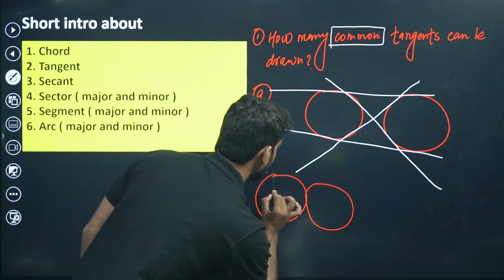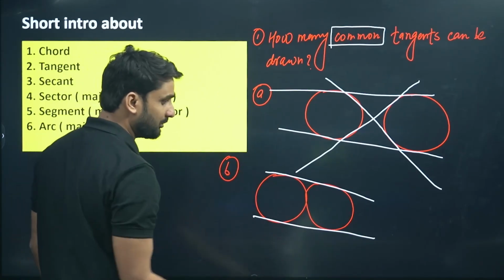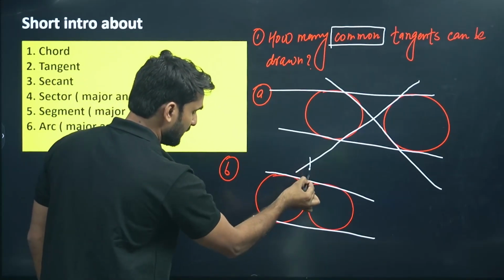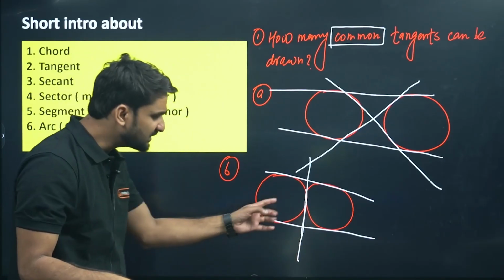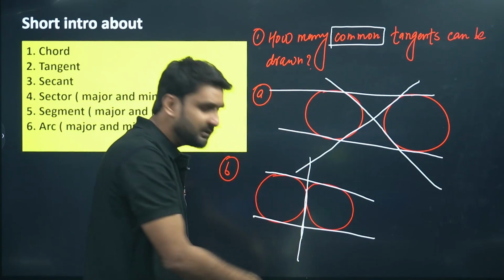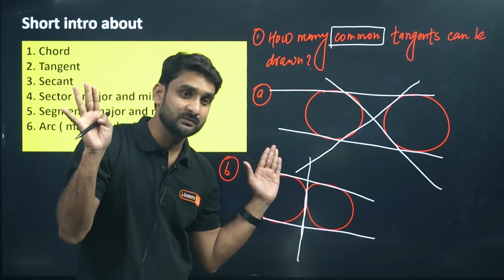So the first common tangent is this, the second common tangent will be this, and the third common tangent can be this also. And just where both circles are touching, there will be one more tangent. So there can be 3 common tangents.